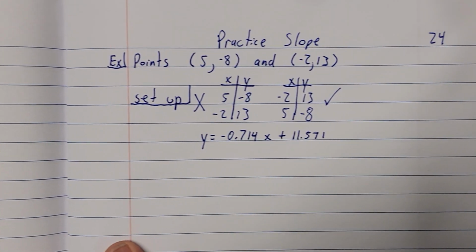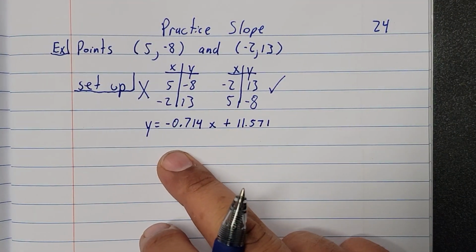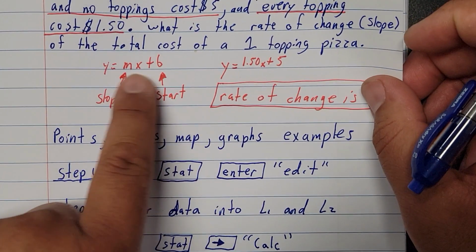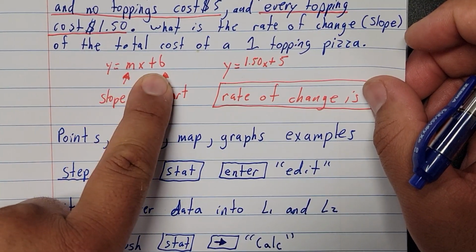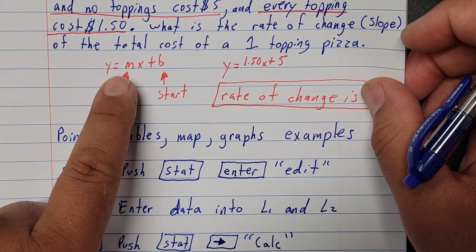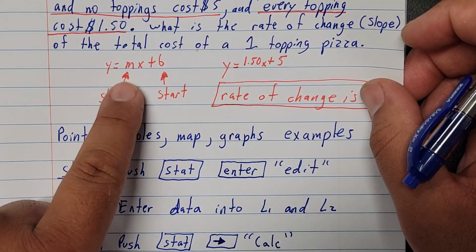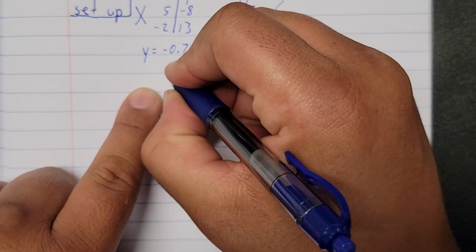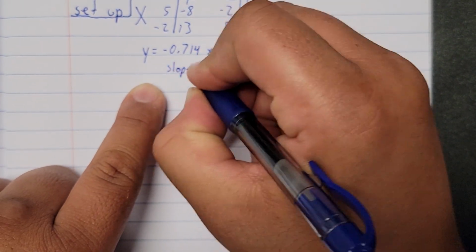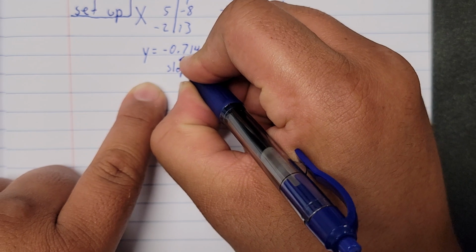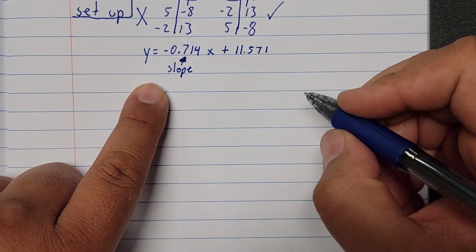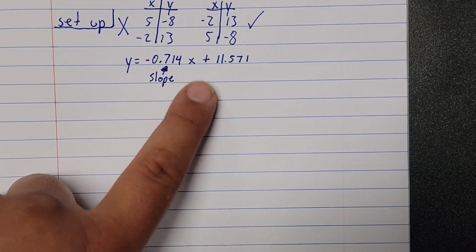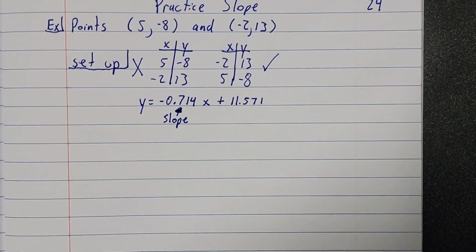All right. So if I look back at my notes, what I'm looking for is the slope. This is our setup. Y equals mx plus b. All right. The slope is whatever is right next to the x, or in front of the x number. So my answer is going to be this decimal. So we're looking for whatever's in front of the x. That's my slope.